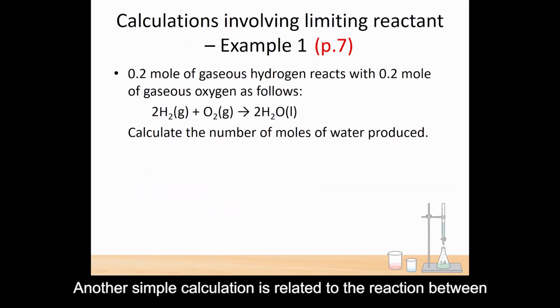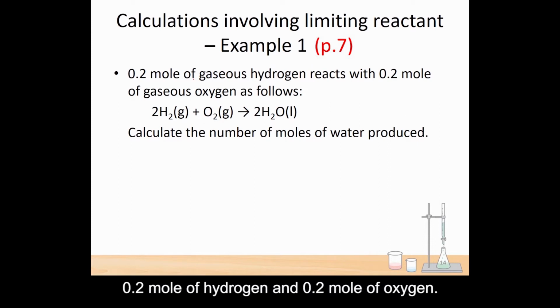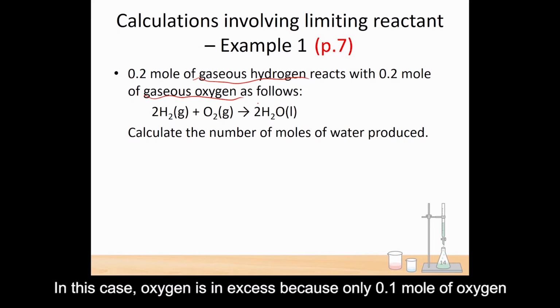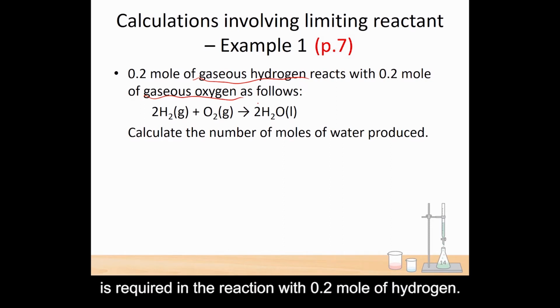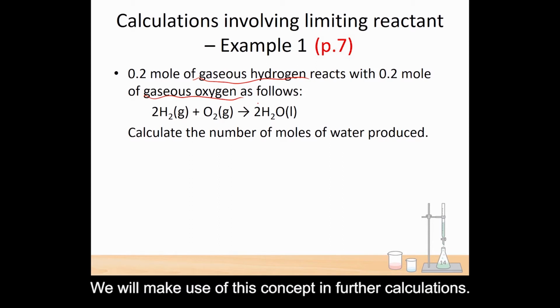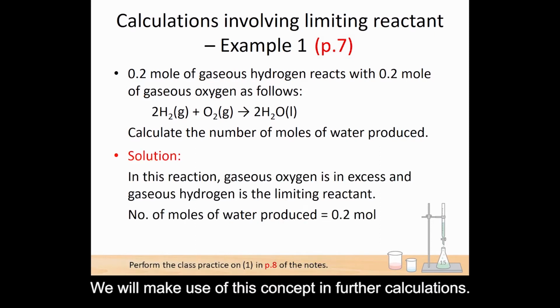Another simple calculation is related to the reaction between 0.2 mole of hydrogen and 0.2 mole of oxygen. We should know that the ratio should be 2 to 1. But now, the ratio is 0.2 to 0.2, which is 1 to 1. In this case, oxygen is in excess because only 0.1 mole of oxygen is required in the reaction with 0.2 mole of hydrogen. So, the limiting reactant is hydrogen. We will make use of this concept in further calculations.